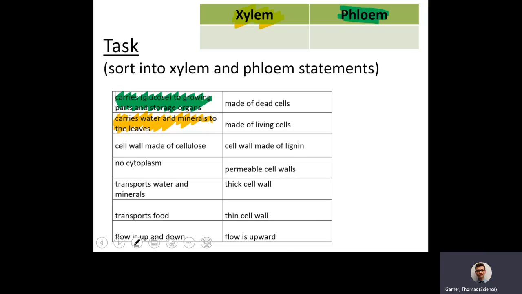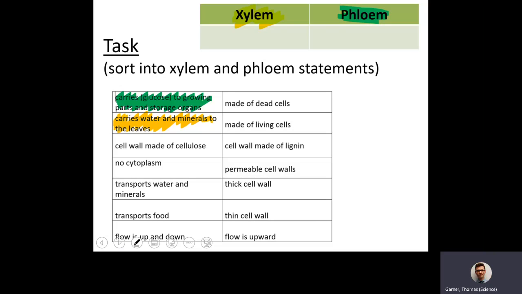Okay, I would use a BBC Bitesize revision page for xylem and phloem to make sure that you can answer all of the rest of them. So cell wall made of lignin, it's permeable, thick cell wall, thin cell wall, flow is upward, flow is up and down. Most of these you'll be able to do from what I've said and from what you've seen from the PowerPoint. Some of them you won't be able to.